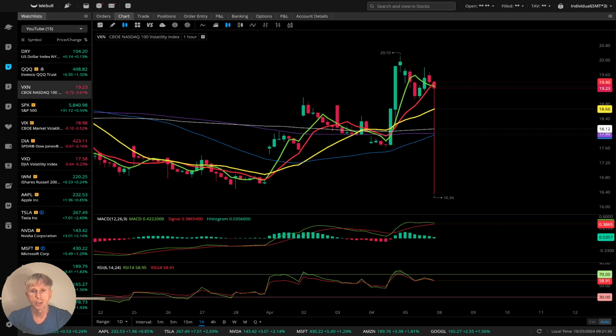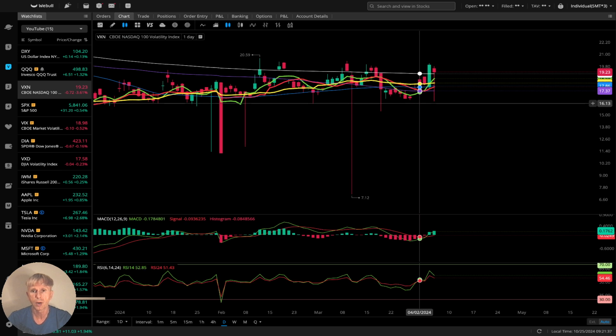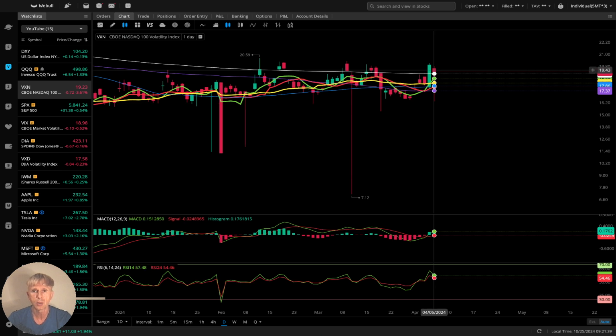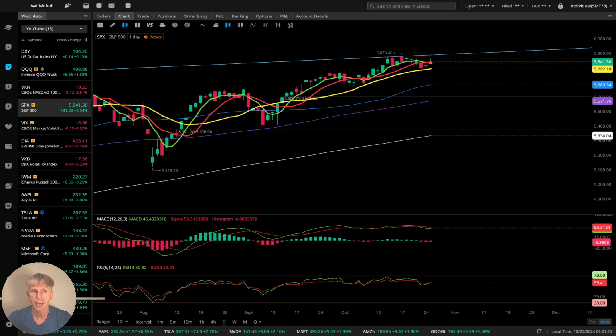VXN, the volatility index for NASDAQ, daily time frame: the last bar is above all moving averages, still in bullish territory, still a bullish trend.